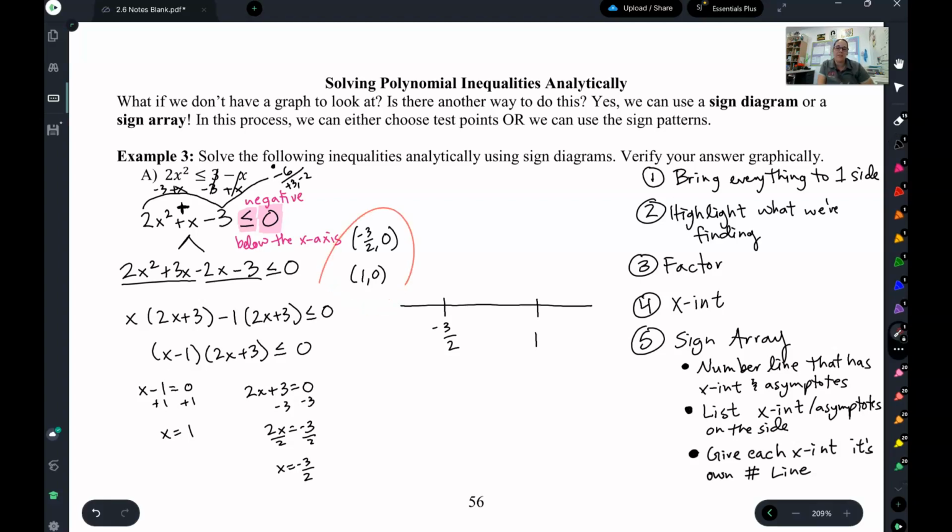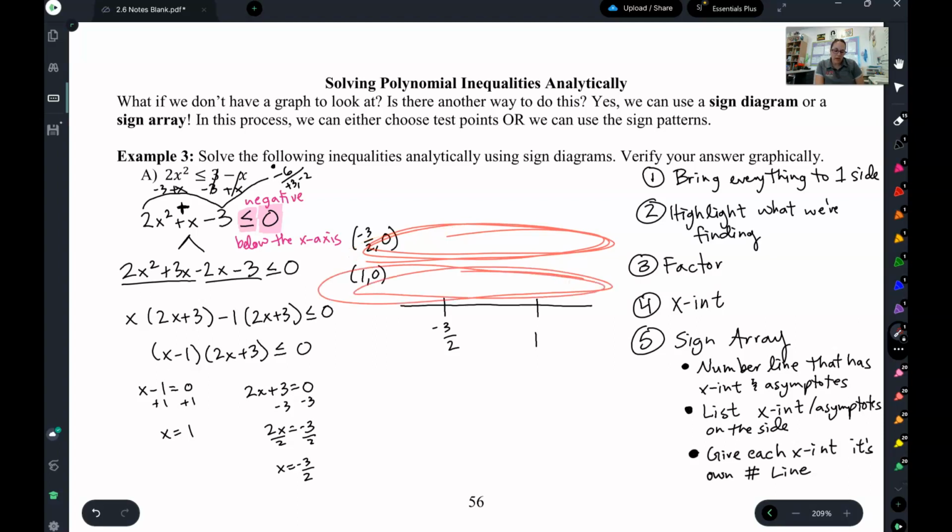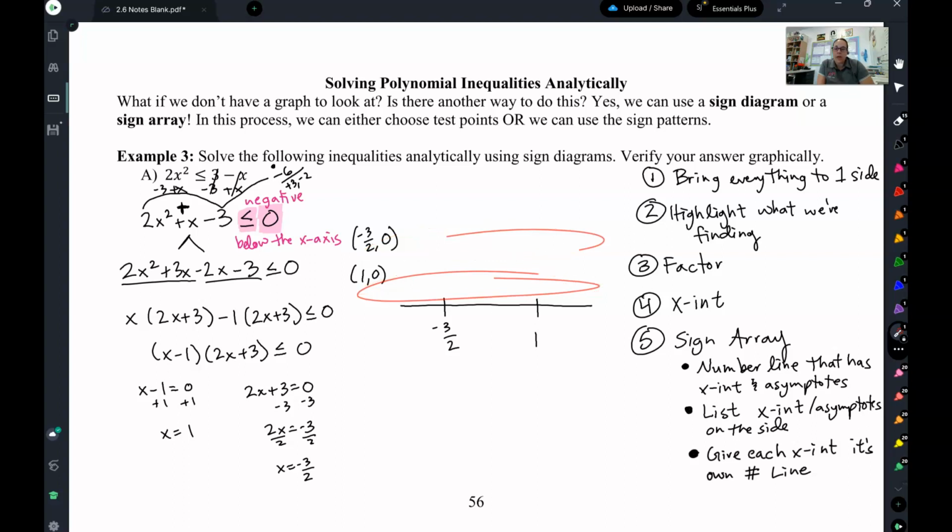Another word for x-intercepts is zeros. So I'm going to make a number line with this 0, and I'm going to make a number line with this 0. And for each number line, we know the center of a number line is 0. Left of 0 is negative numbers. Right of 0 is positive numbers.